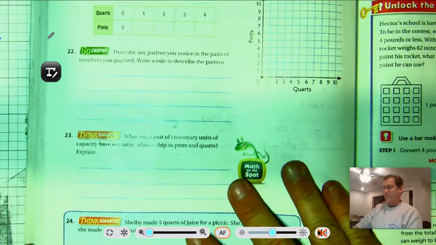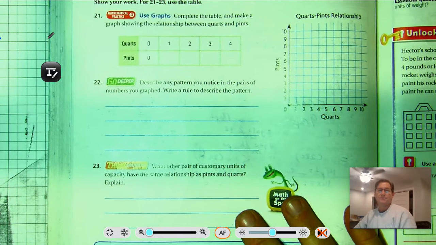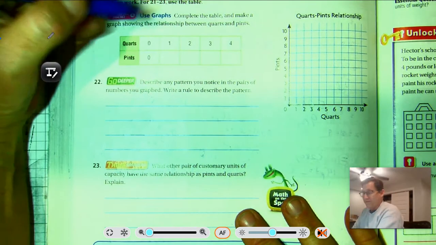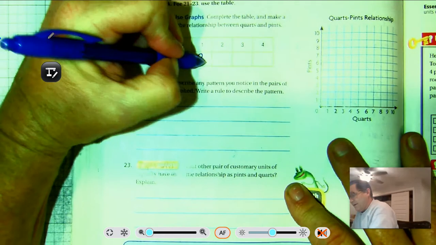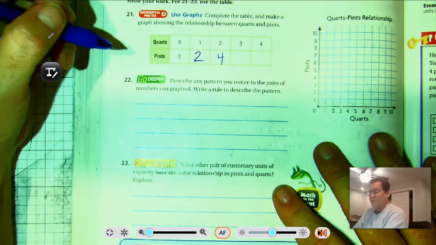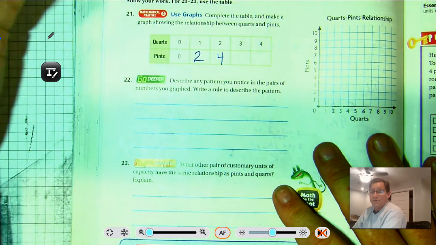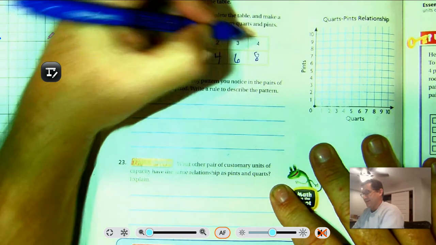All right, 21. Complete the table and make a graph showing the relationship between quarts and pints. Well, if I have 0 quarts, it means I don't have any pints either. If I have 1 quart, I have 2 pints. If I have 2 quarts, I have 4 pints. 2 times 2. 3 times 2 is 6, and 4 times 2 is 8.